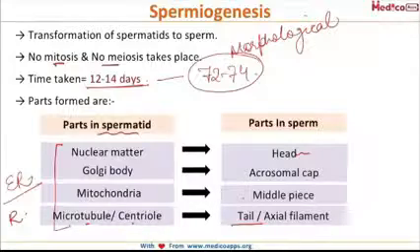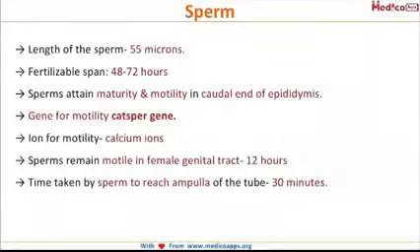Now we have one more important question: what is the arrangement of the tail? As we know, the tail is formed out of centriole, and this centriole has 9+2 arrangement. So our tail has 9+2 arrangement. Now a few important points about the sperm. What is the length of the sperm? It is 55 microns. And once a sperm is ejaculated in the female genital tract, for how long is it capable of fertilizing an ovum? Your answer is 48 to 72 hours, that is 2 to 3 days.